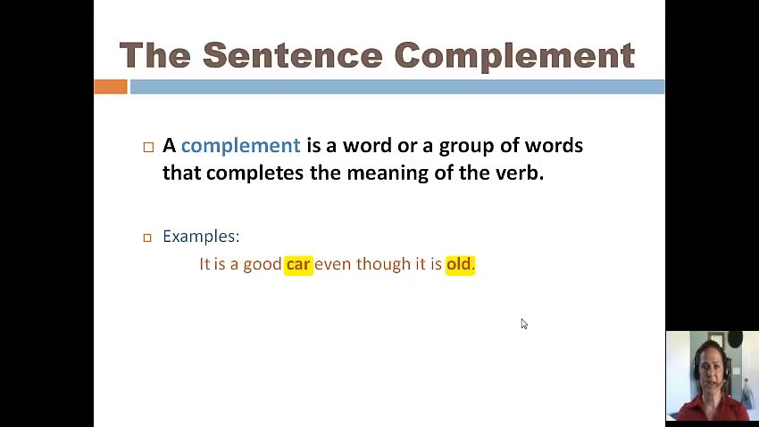But one other thing I want you to notice before we leave this slide is the types of parts of speech that make up sentence complements. Car is a noun, just a common noun. Old is an adjective. Mr. Garcia is a compound proper noun. Present is a common noun. And us is a pronoun. So there's no hard and fast rule about what the part of speech of your sentence complement needs to be.